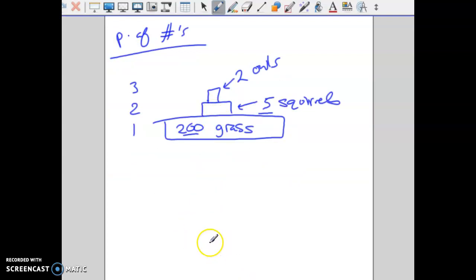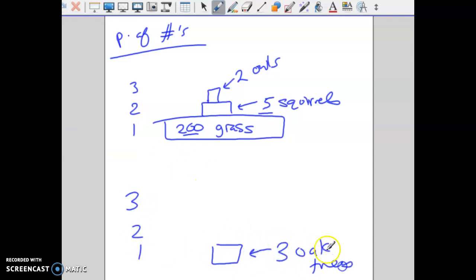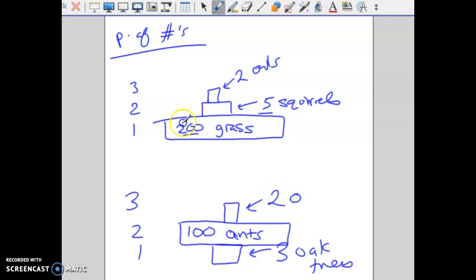Let's say we were looking at an ecosystem. We'll do the same thing, 1, 2, 3. Let's say we were doing an ecosystem that had only 3 oak trees. And then in that oak tree, maybe there are 100 ants living on those 3 oak trees. And then there could be maybe 2 owls there or something. So you see how the shape is kind of different?